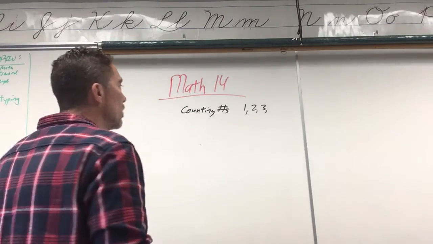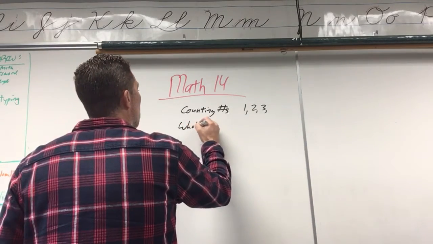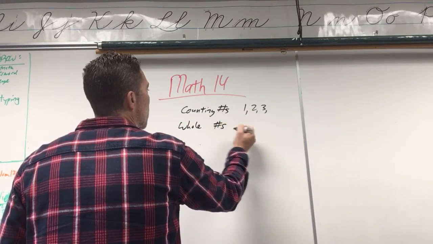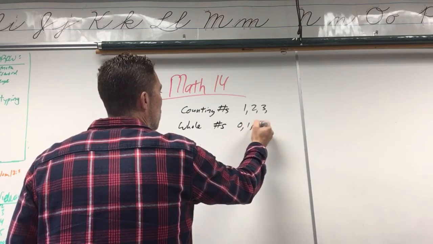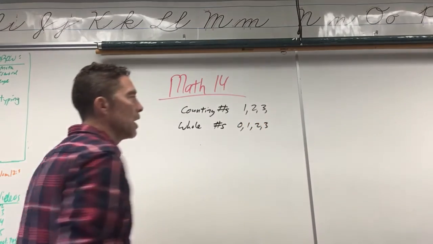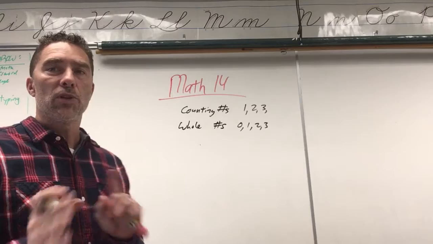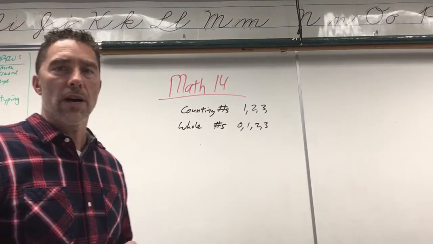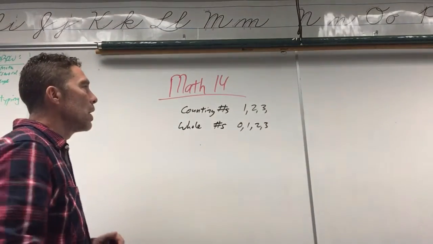Then we have whole numbers. And that's basically the same thing. You just start with 0. And you don't include any number in between those. So not 1.5, that wouldn't be whole, these are all whole.